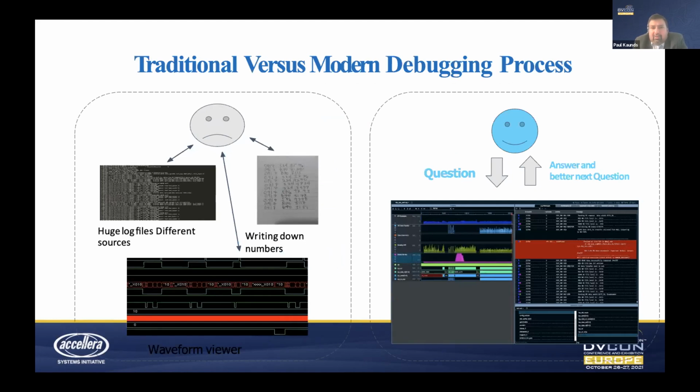Okay. So I've just taken from a general thing, what do you do? This is one of the examples of traditional versus modern debugging processes. Right? So you have huge flows from log files normally. And then you write it down, and then you use the waveform viewer, and this is our traditional flow. But in the latest flow, if you are using the AI/ML system, you can get the logs to be read by AI/ML engines and then given to you in a graphical process.